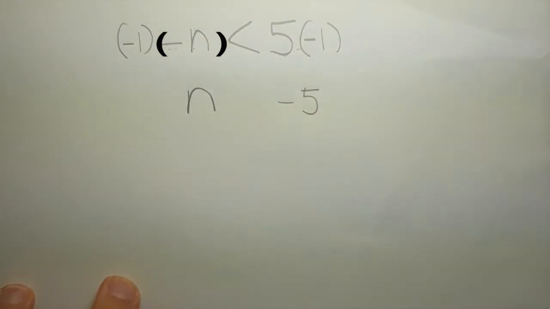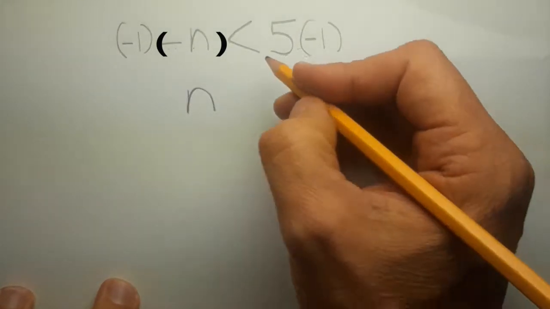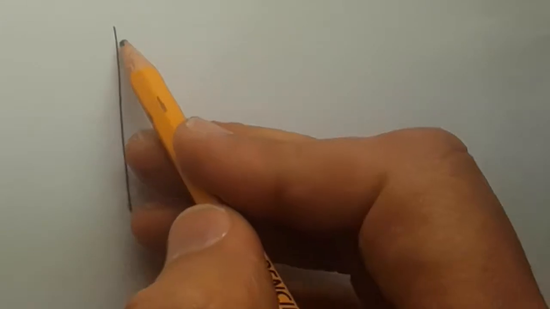And then, again, the million-dollar question, does this go like this, or does this go like this? So we have a little question mark here. We're not sure which way to go. What do we do? Same thing. You go off on the side of your paper.